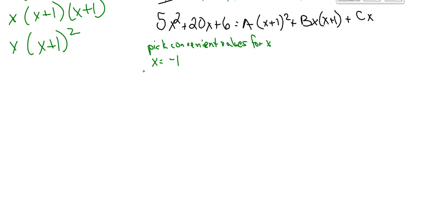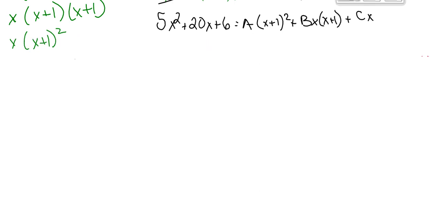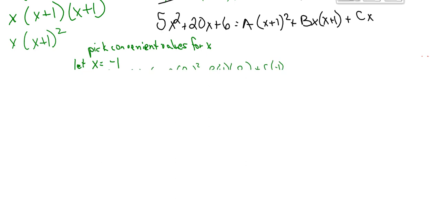So if you want to pause this and try that, go ahead. And that should allow you to find c, I think, because the a term is going to drop out. See what you get. So when we pick our convenient values, we let x equal -1. When we solve that, we get -9 equals -c, so c equals 9.